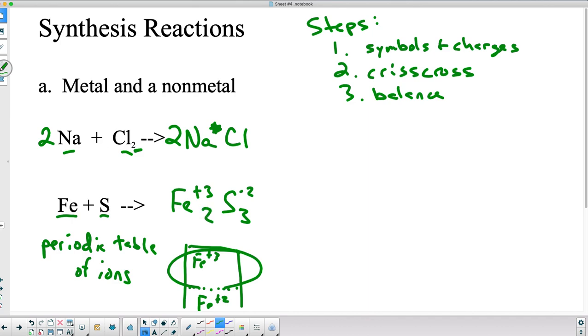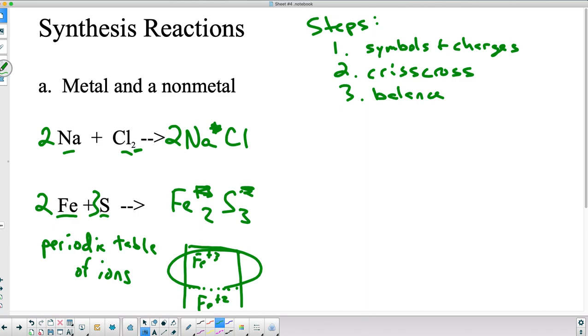The 2 and the 3 come down, and then I can get rid of the charges here, like that. So Fe2S3 is my compound. And then my third step is to balance. Balancing is so easy for this one because I just put a 2 in front of the iron, Fe, and I put a 3 in front of the sulfur. And that's it. Now everything's balanced.